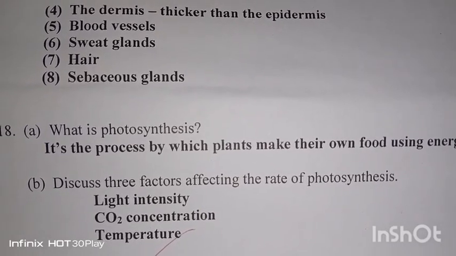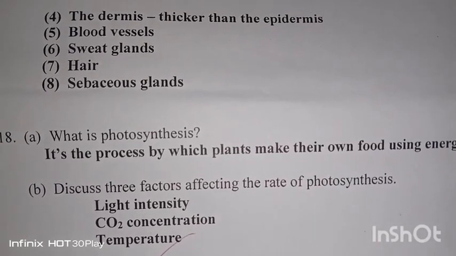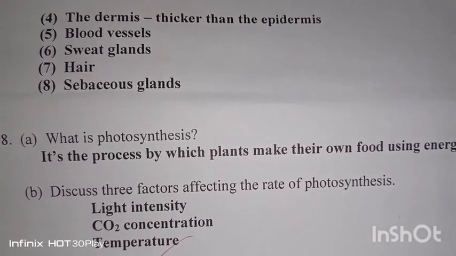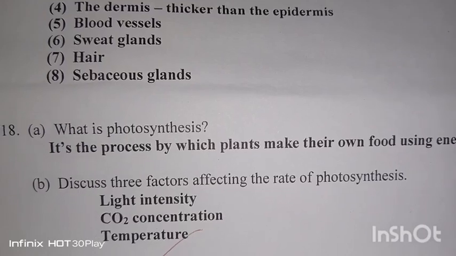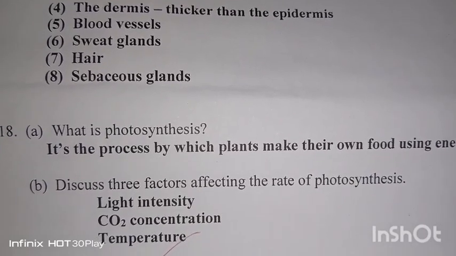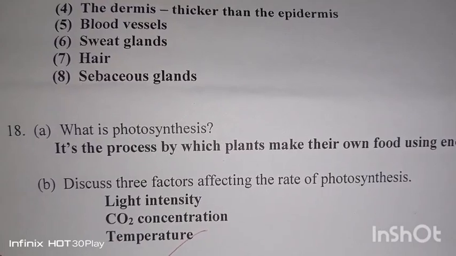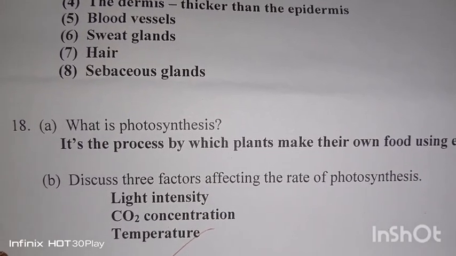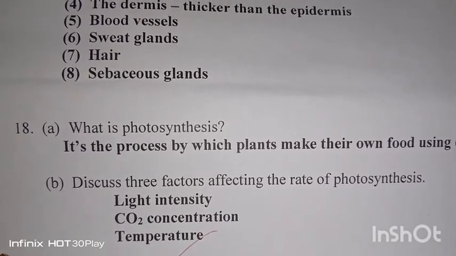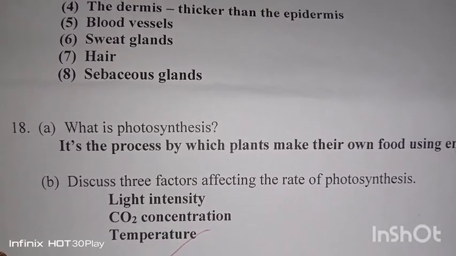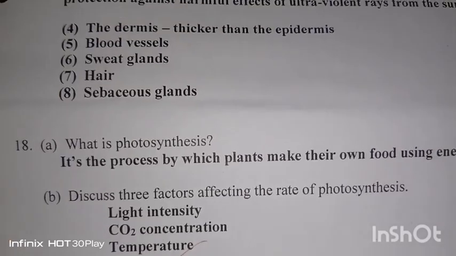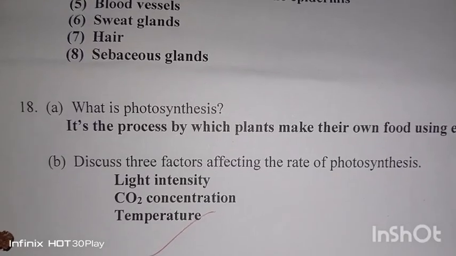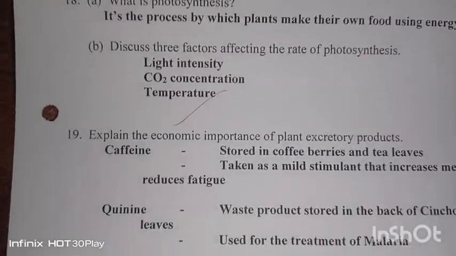You also have the blood vessels that transport blood to the skin, and then the sweat glands that produce sweat, hair that plays a role in regulation of body temperature. When it's hot, they lie flat to allow air currents to pass. When it's cold, they stand erect, trapping a layer of air in between them. Then we have the sebaceous glands that produce sebum that keeps the skin supple.